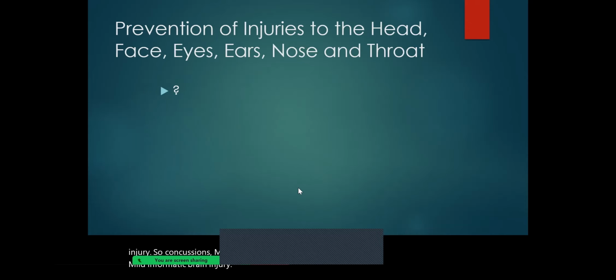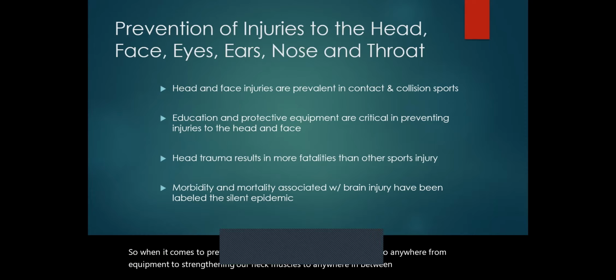So when it comes to prevention, there's a lot of things that we can do, anywhere from equipment to strengthening our neck muscles to anywhere in between, proper tackling form, things like that. But we definitely still know that injury is a part of sports, no matter what type of prevention mechanisms we throw into it. Especially because you only have one brain and that's all you've got for your entire life. It's especially important that we try to prevent injury as much as possible.